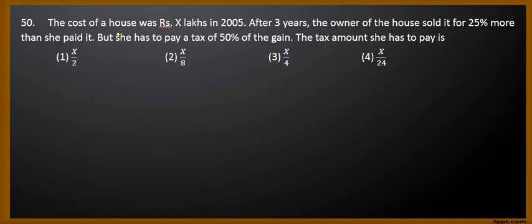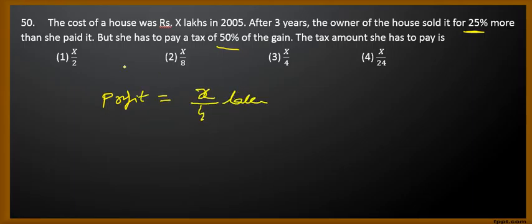The cost of a house was X lakhs in 2005. After 3 years, the owner of the house sold it for 25% more than she paid for it. But she has to pay a tax of 50% of the gain. The tax amount she has to pay is very simple. Don't make this question a complicated one. Look at the question carefully. She sold at a profit of how much? 25%. 25% is nothing but 1/4 of the price. So she got a profit. Profit is nothing but x by 4 lakhs.